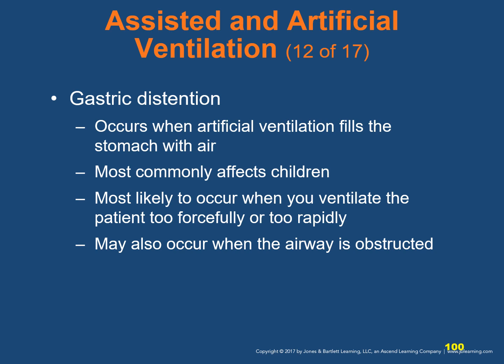Gastric distension. When using a BVM or other ventilation device, be alert for gastric distension, which is inflation of the stomach with air. It most commonly affects children, but it can affect adults. It's most likely to occur when you ventilate the patient too forcefully or too rapidly with a BVM or pocket mask, and may occur when the airway is obstructed as a result of a foreign body or improper head position. For this reason, give slow, gentle breaths during artificial ventilation over 1 second.